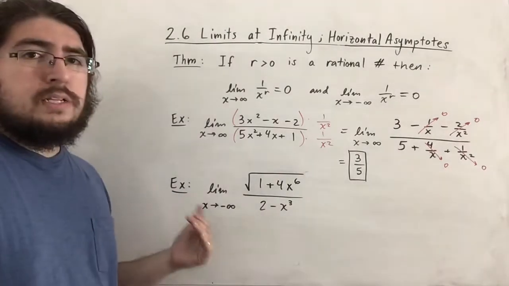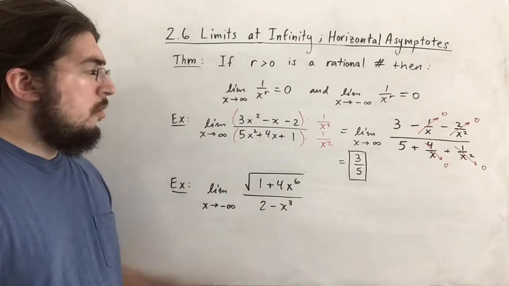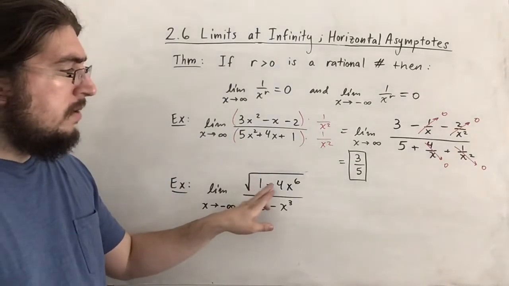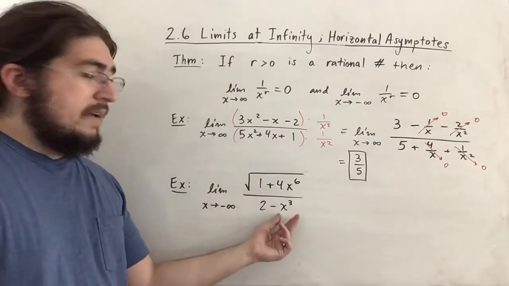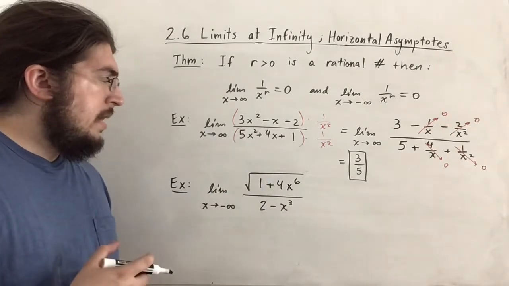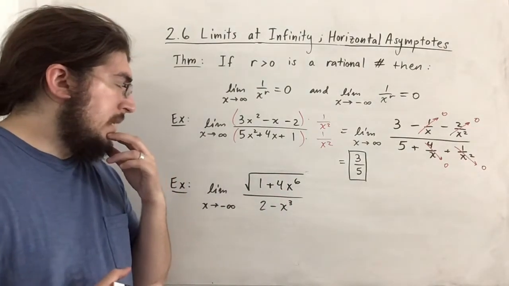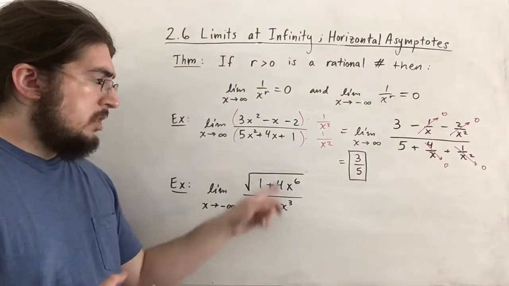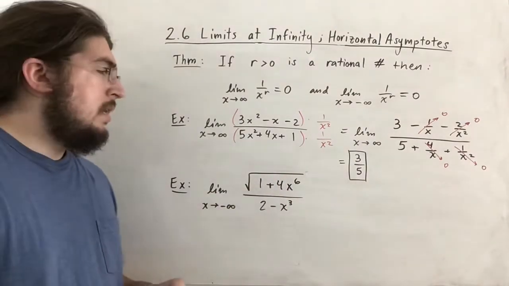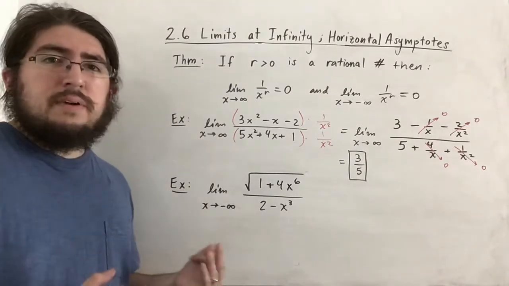Here I'm going to try to do this with domination first to get an idea. So if you ignore all lower powers, this approaches 4x to the 6 inside the radical over negative x cubed. Now the square root of 4x to the 6 is, let's see, 2x to the third, and the x to the thirds cancel and you get 2 over negative 1, which is negative 2. But in this case, since we're approaching negative infinity, something a little different happens.